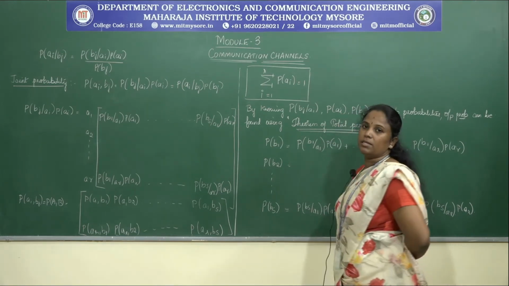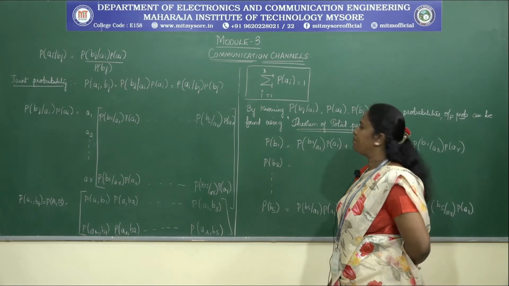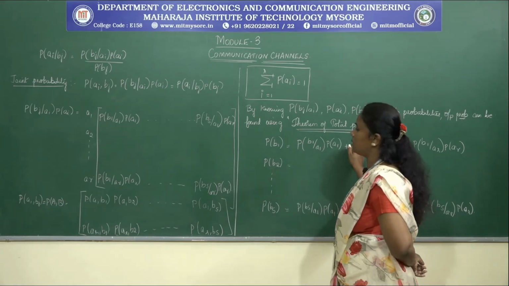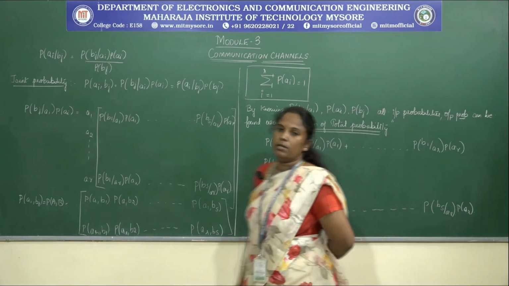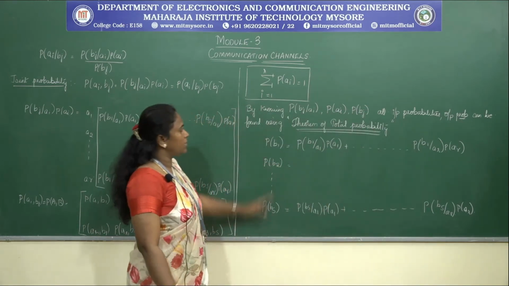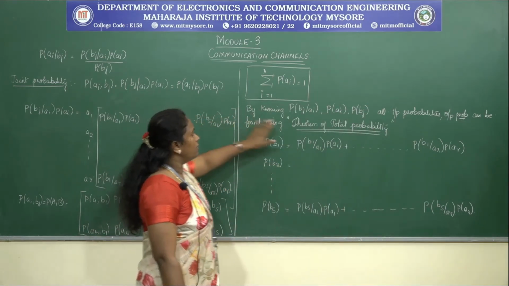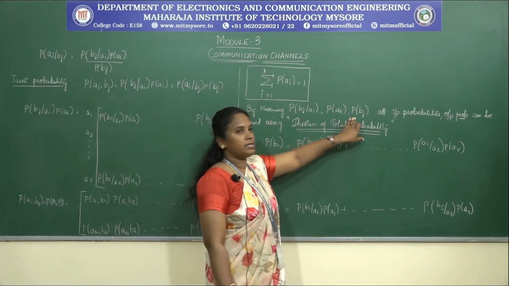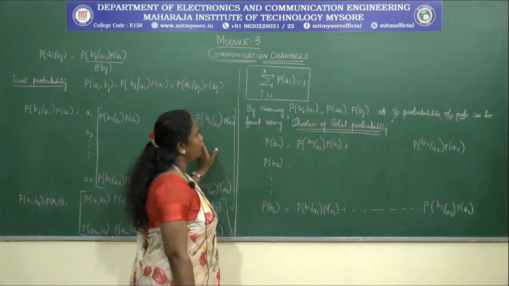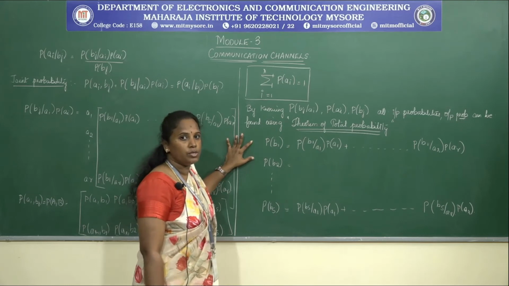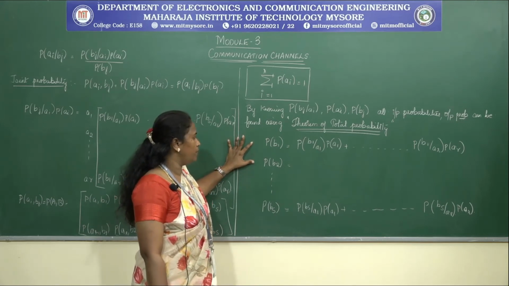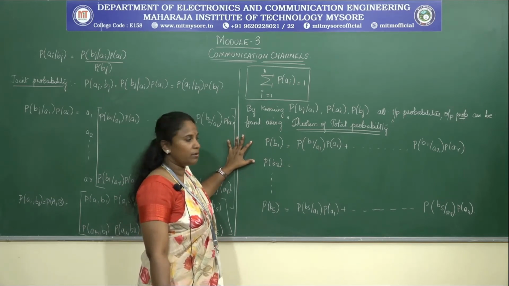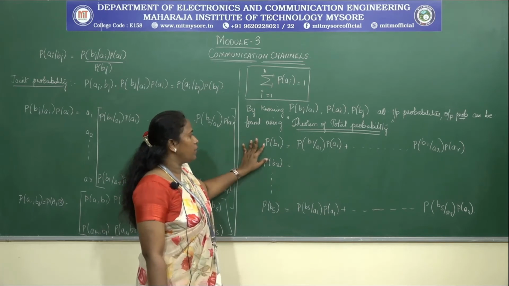So by using the theorem of total probability, given the channel matrix, you can find the conditional probability of the input as well as the output symbols. Now if you want to find the output symbols P of B1, P of B2 up to Bs number of symbols, this is how we are going to find them.